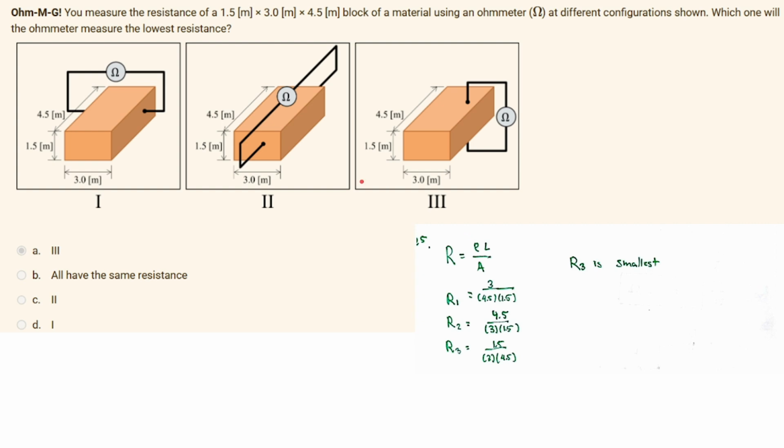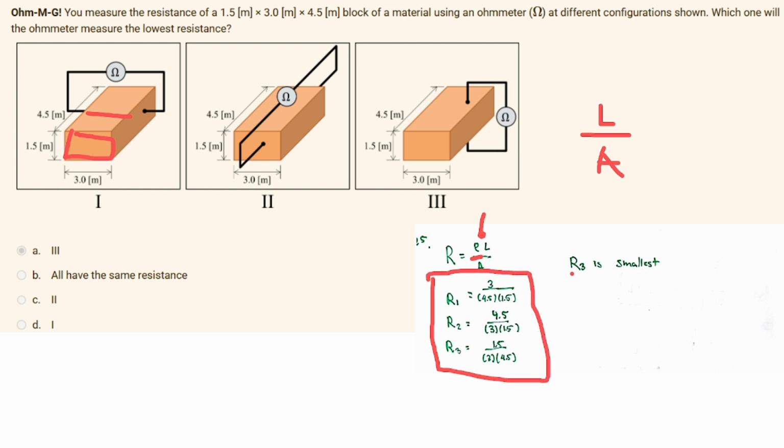Okay, so for this one, it's measuring the resistance of 3 different blocks, and they all have the same internal resistance. So we can just look for the length over the area of all of these. So here, this is the area, this is the area, this is the length. You just have to plug and play all of them and find which resistance is the lowest. So R3 is the smallest, number 3 is the smallest.